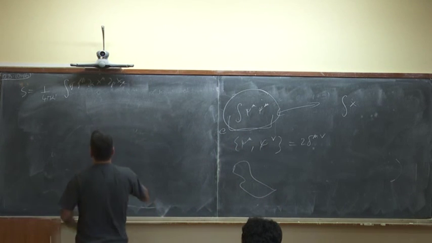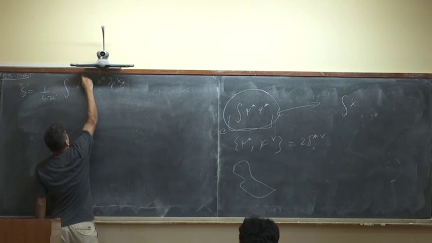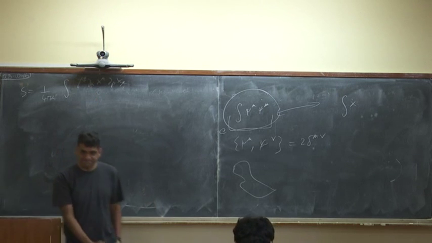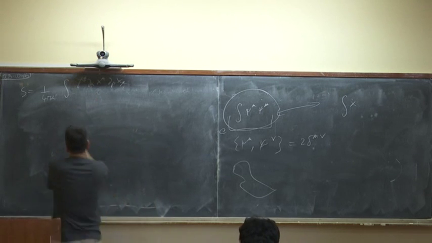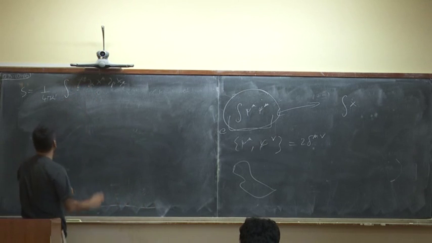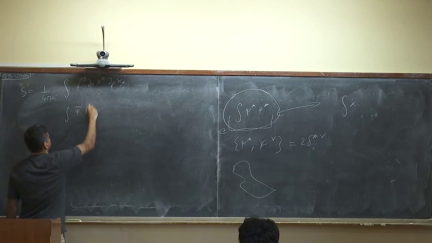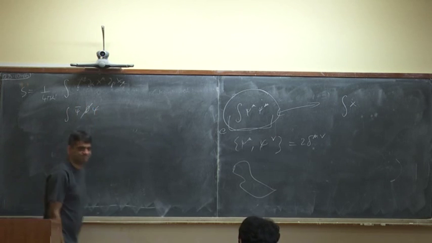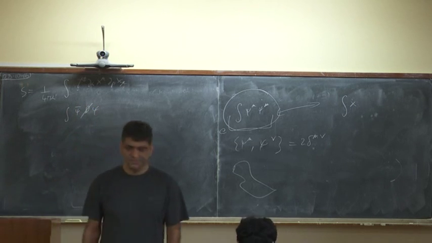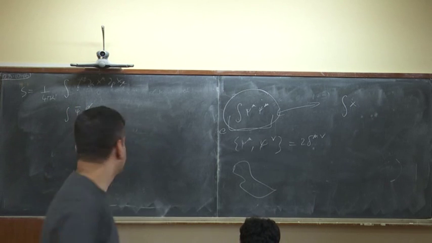So let's take this action and simplify it. This is just eta alpha beta. And in this matrix eta, I'll write down the Dirac action. So the Dirac action is psi bar slash partial psi. Okay? Great.